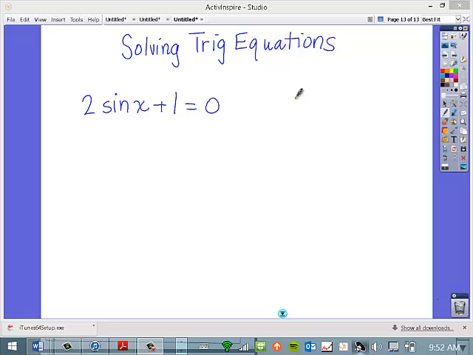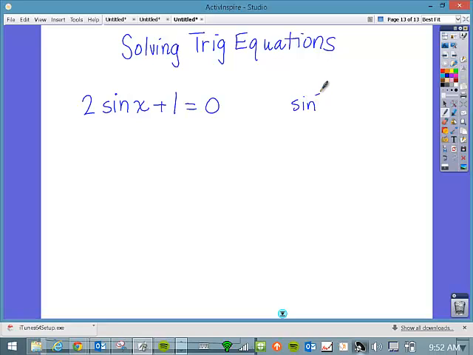Today we are solving trig equations. So we're still going to look for the angle. We're trying to solve for the angle. However, we aren't using sine inverse or arc sine. We're not using the inverse trig functions in this problem.